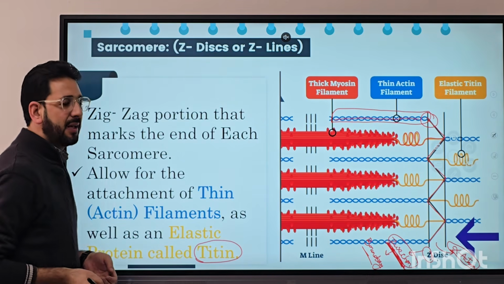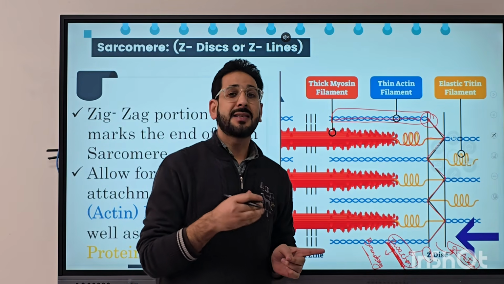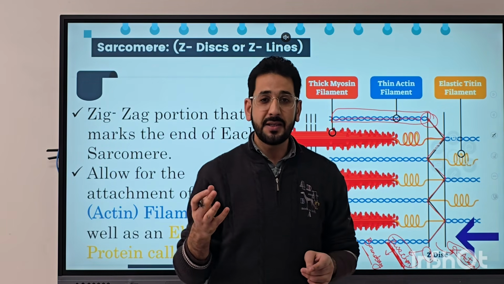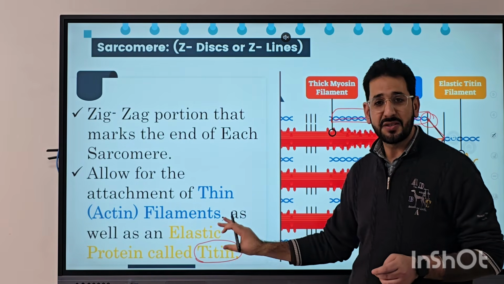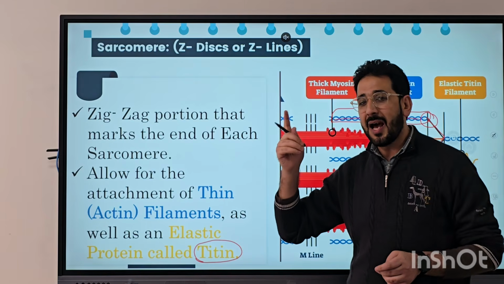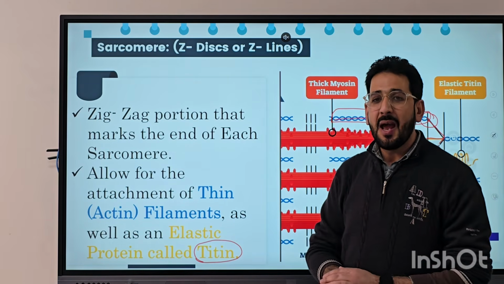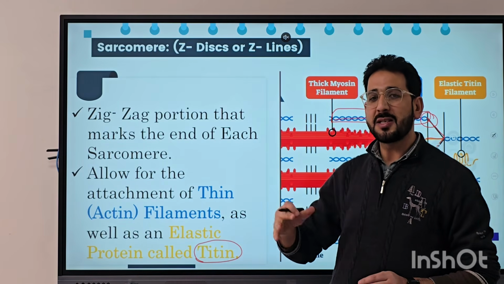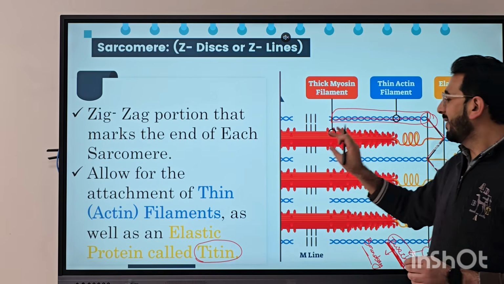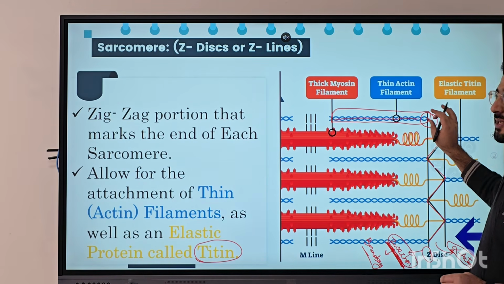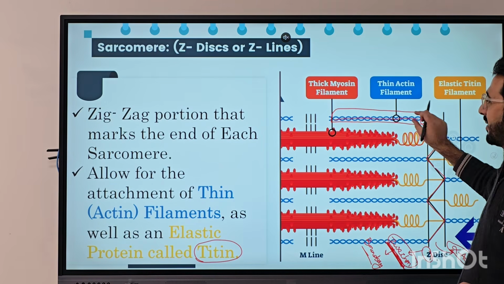And it is the elastic protein. I have already told you in the properties of the skeletal muscle that skeletal muscles have the property of elasticity, and that elasticity is provided by this protein called titin. And what did I tell you? Elasticity is not a property of the smooth muscles, because smooth muscles do not contain this protein called titin. So this titin is anchored to the Z line, and the other protein attached to the Z line is these thin actin filaments.